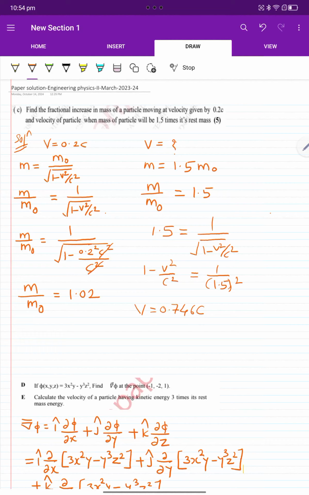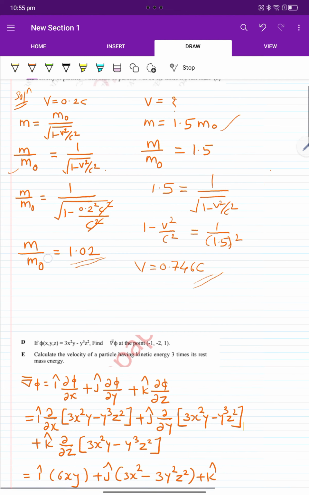For this, we know the formula as m upon m0 is equal to 1 over the square root of 1 minus v square by c square. When we substitute the value 0.2 c, the fractional increase m upon m0 is 1.02. In the same question, we need to find the velocity if mass is 1.5 times its rest mass. So we have m upon m0 is 1.5. When we substitute in the same formula, we'll get v as 0.746 c.